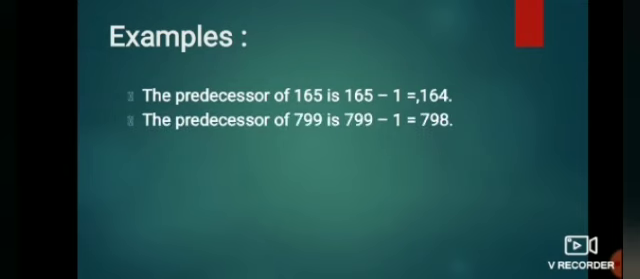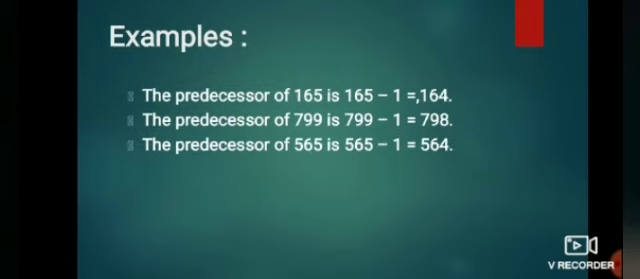First example is, the predecessor of 165 is, just subtract 1 from the given number. So 165 minus 1 equal to 164. So the predecessor of 165 is 164. Next example, the predecessor of 799 is, just subtract 1 from the given number. So 799 minus 1 equal to 798. So the predecessor of 799 is 798.